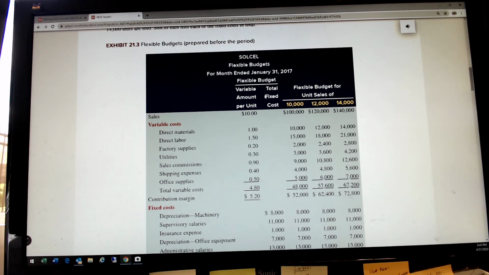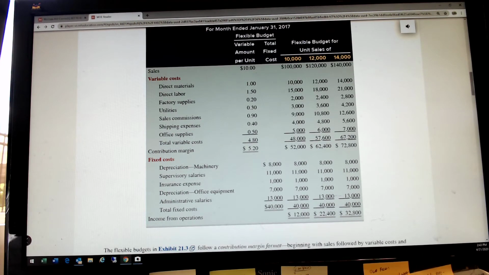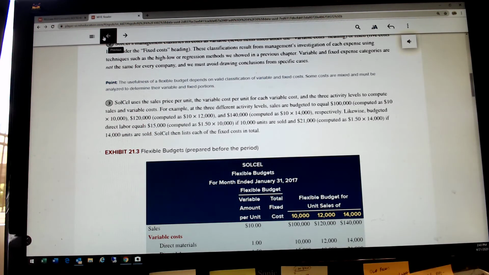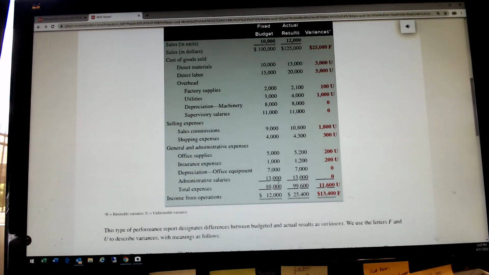Okay, so here's what we're going to do. We've taken the static budget of 10,000 units that we had before, and these are the very same numbers. These are the exact same numbers. We were supposed to make $12,000. I think those are the same numbers, aren't they? Yeah, we were supposed to make $12,000, and we just broke it out. We rearranged the costs into variable versus fixed rather than product versus period costs.